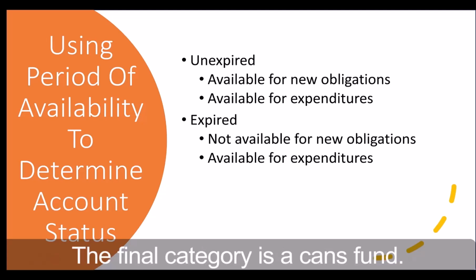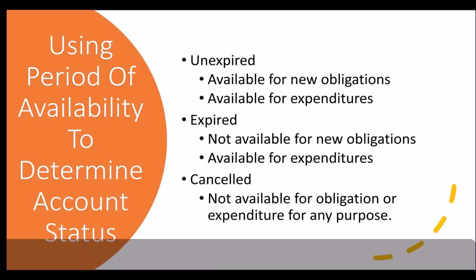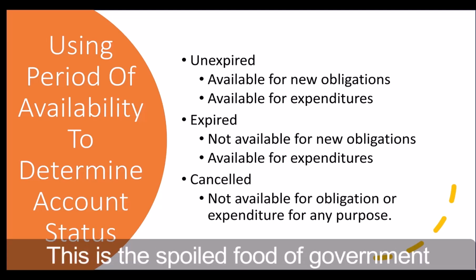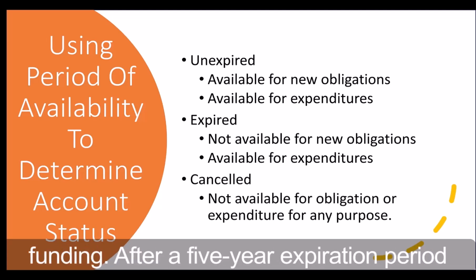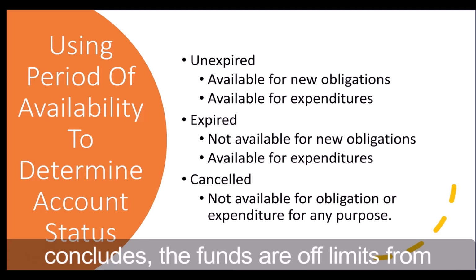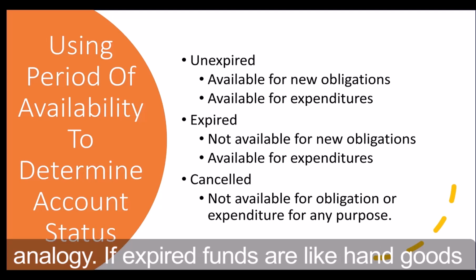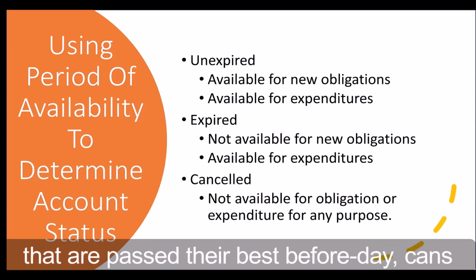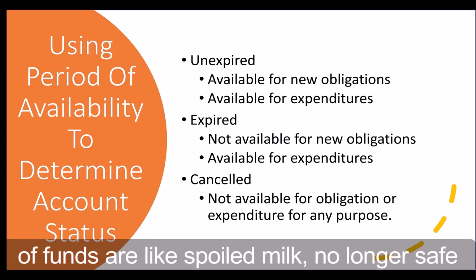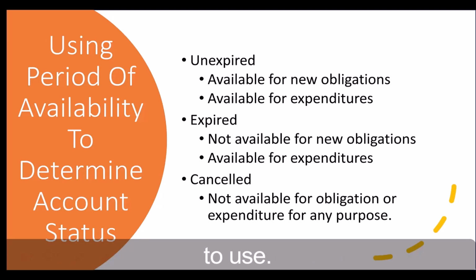The final category is a canceled fund. This is the spoiled food of government funding. After a 5-year expiration period concludes, the funds are off limits from obligation and expenditure. Continuing our analogy, if expired funds are like canned goods that are past their best before date, canceled funds are like spoiled milk, no longer safe to use.